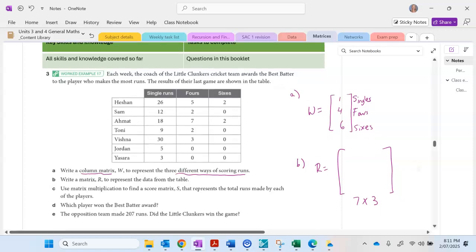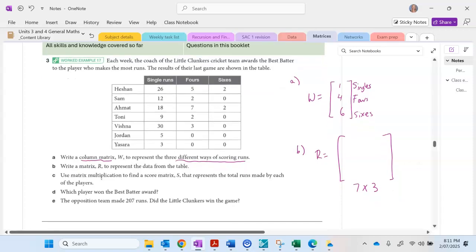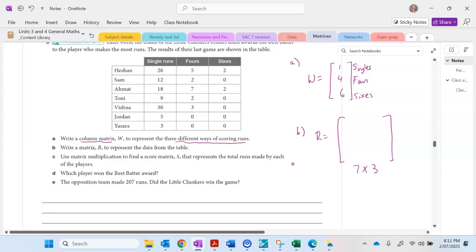Remember, the order is somewhat the most important thing in matrices. All right, I know I've got all these lines there, but I need to see the questions at the same time. All right, use matrix multiplication to find a score matrix that represents the total runs run by each of the players. So singles is worth 1, fours worth 4, 6 is worth 6. So this is a 3 by 1 matrix. So 3 rows, 1 column.